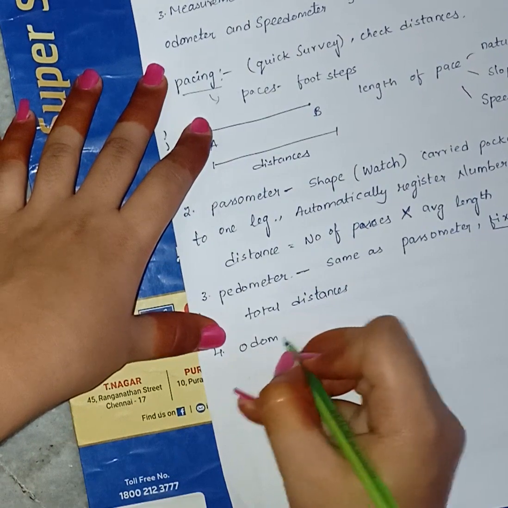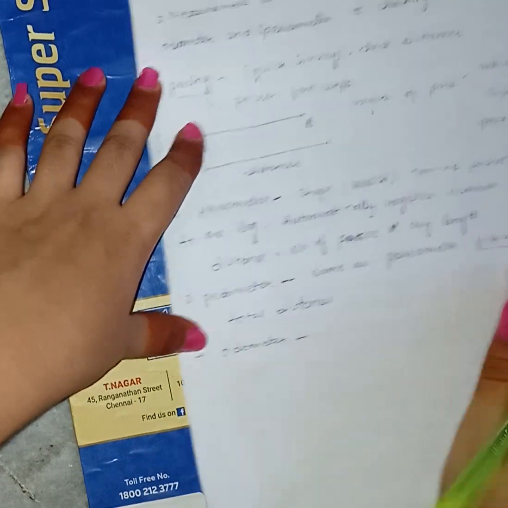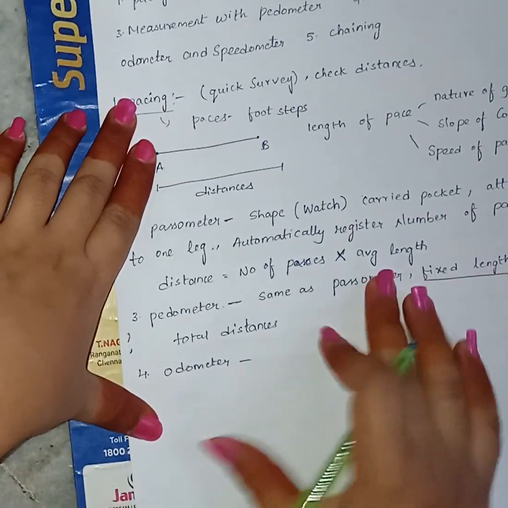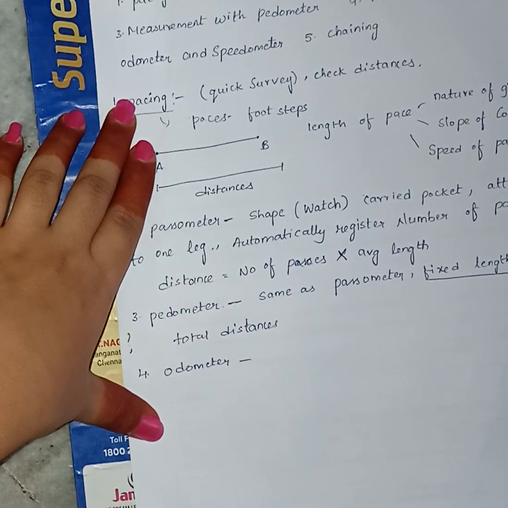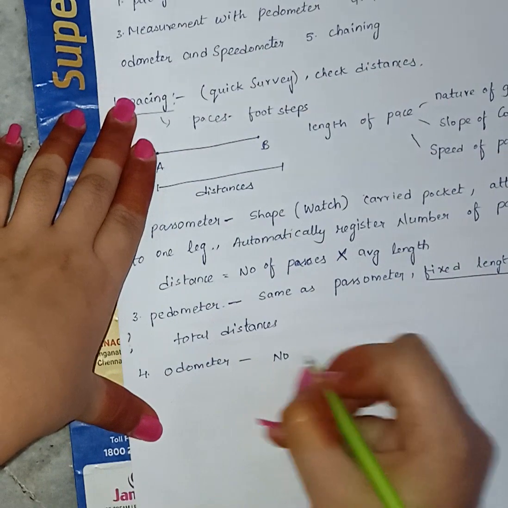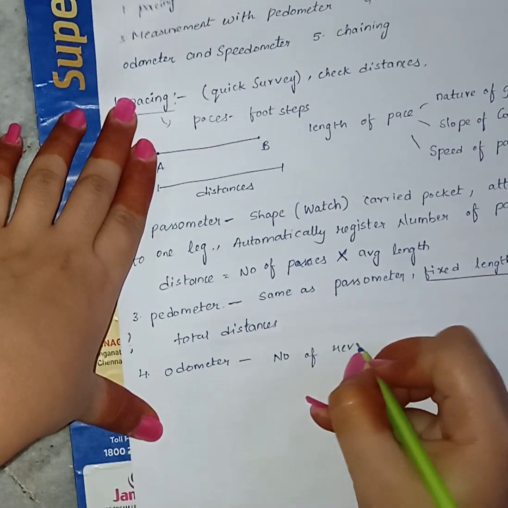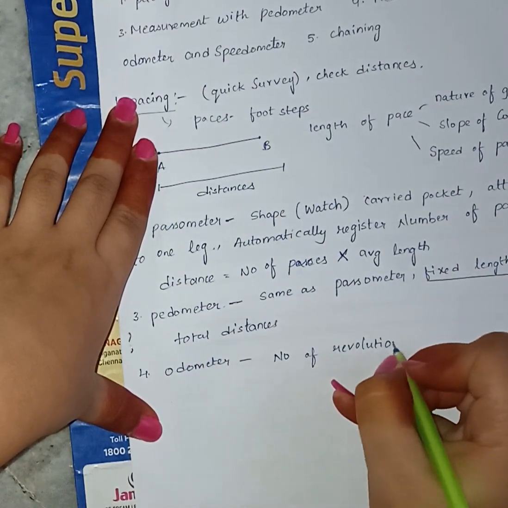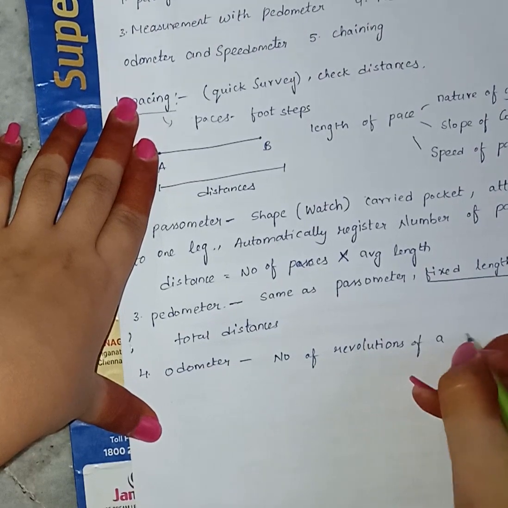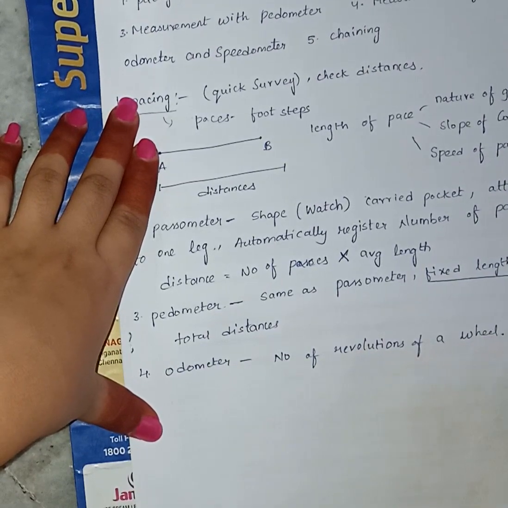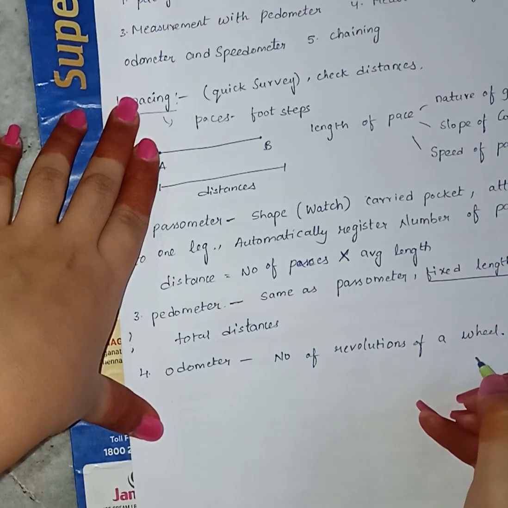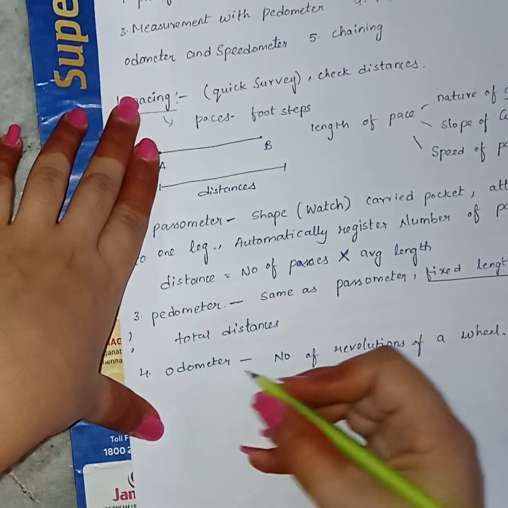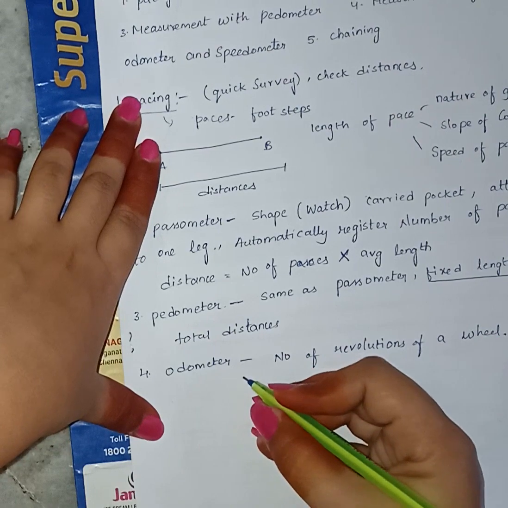So first is the odometer. What is an odometer? The odometer is an instrument for registering the number of revolutions of a wheel. It means how many times the wheel is rotating. By counting the number of revolutions, we can measure the distance. This is known as the odometer.